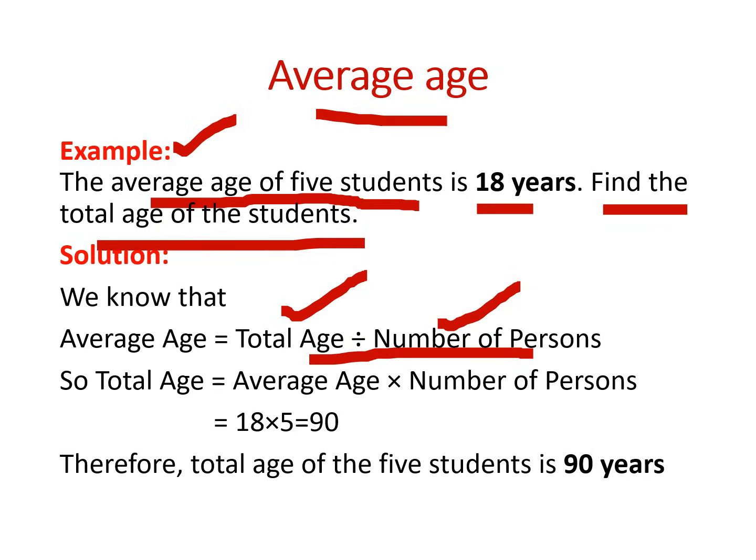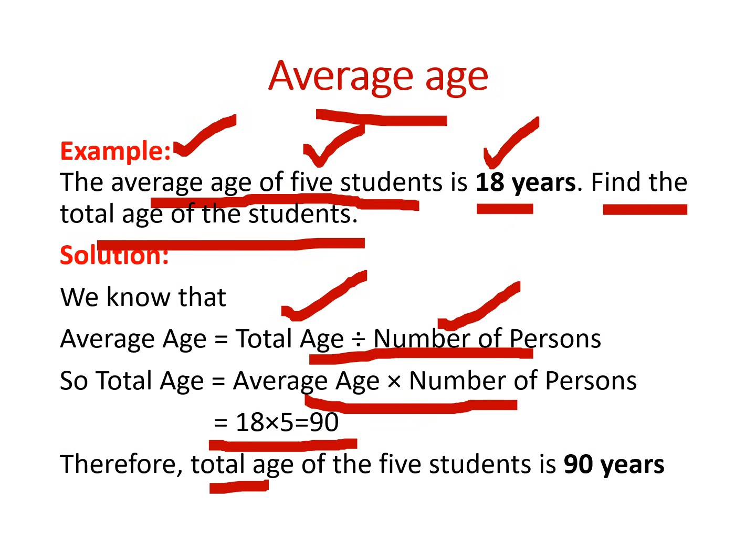Here the average age is 18 years and the number of students is 5. So total age will be average age into number of persons. So we get total age is equal to 18 into 5, which is equal to 90 years. Therefore, the total age of the 5 students is 90 years.